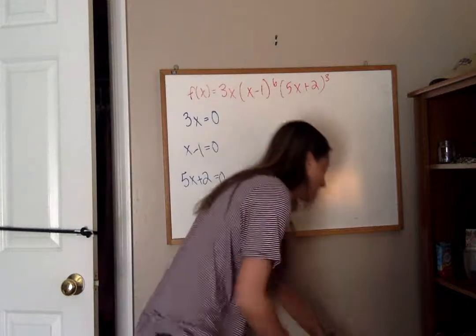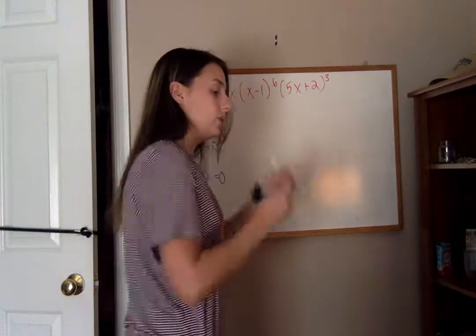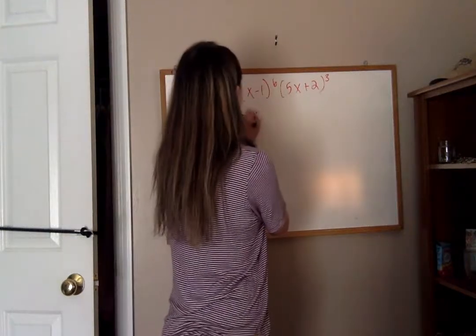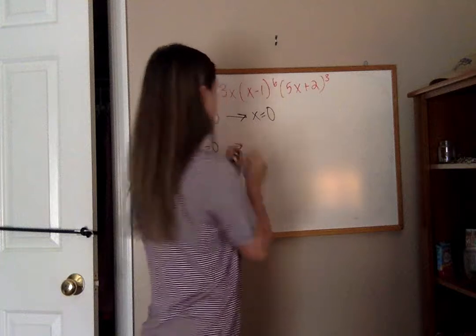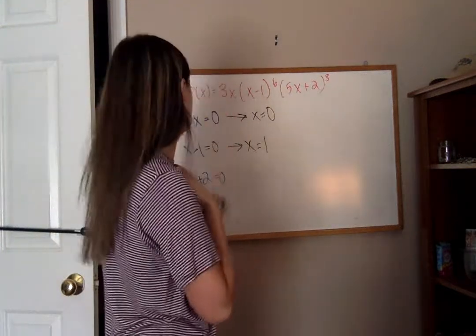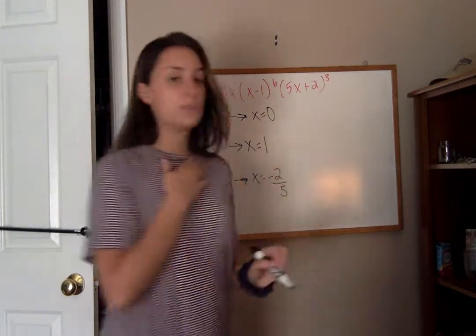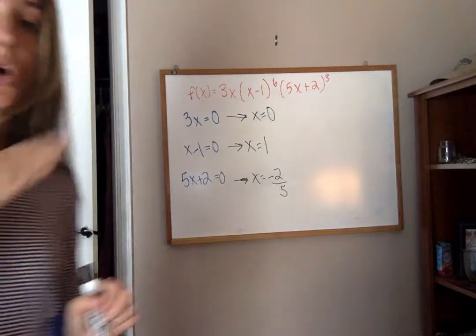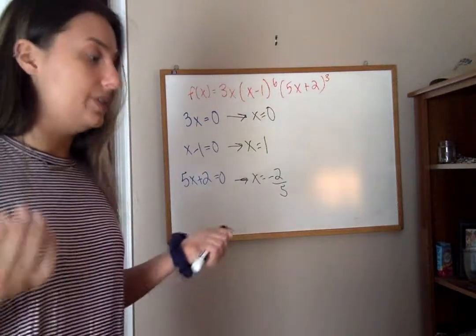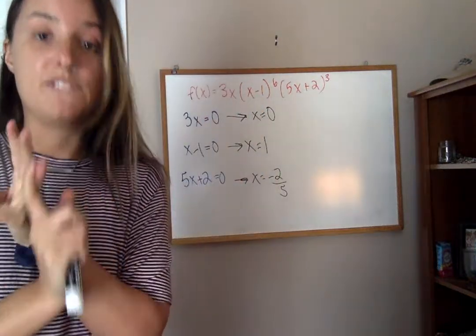Okay. I'm going to get that the x for the 0 here, the x-intercept is 0, okay? X-intercept is 1. X-intercept is negative 2/5. I think we're all good with doing that much. So that fills out your first column of that table. What are the zeros? So my zeros are going to be 0, 1, and negative 2/5.